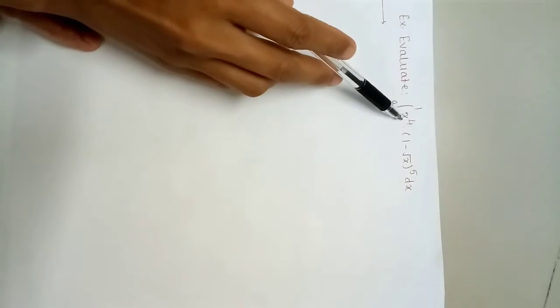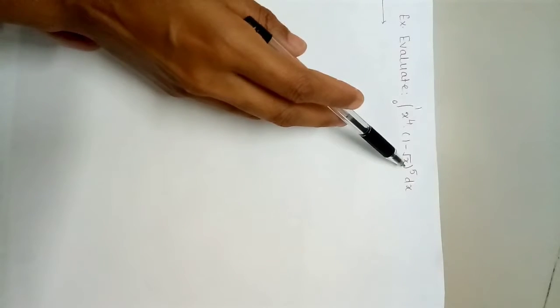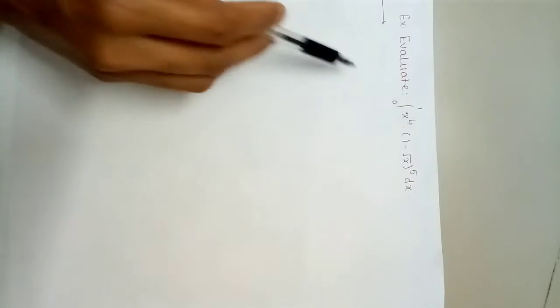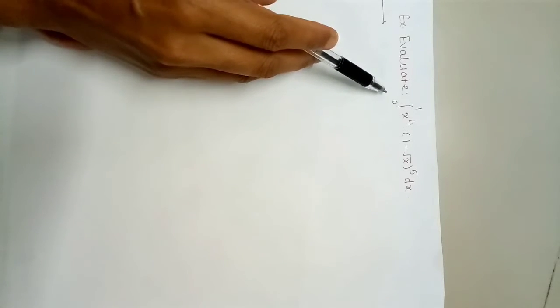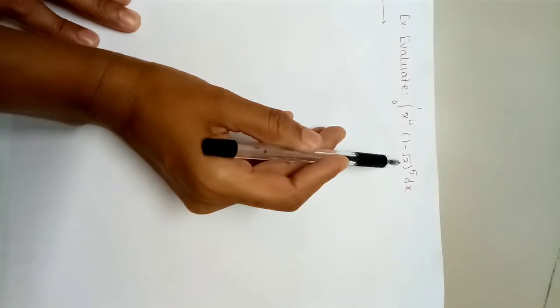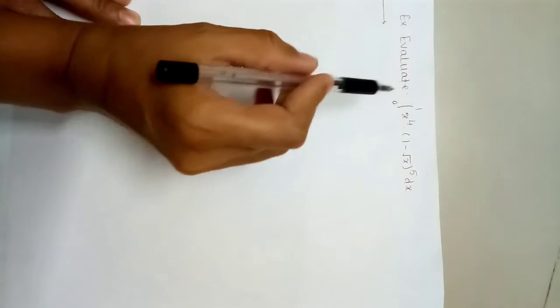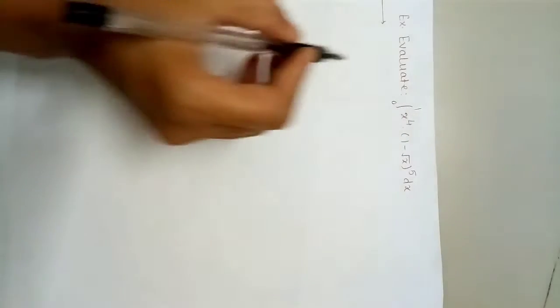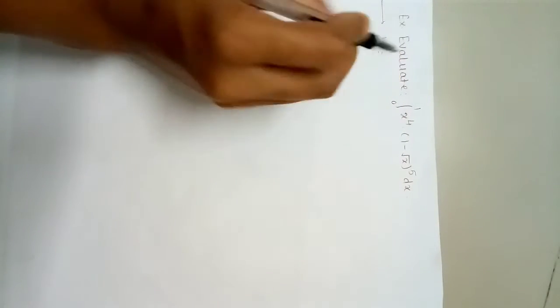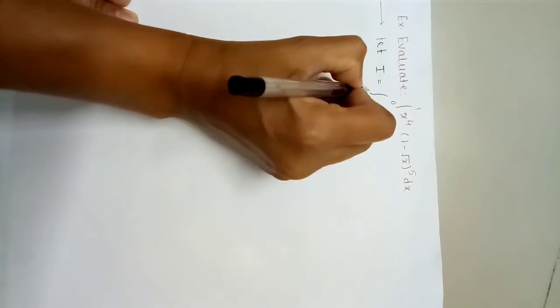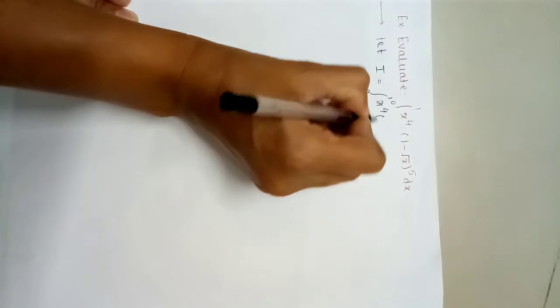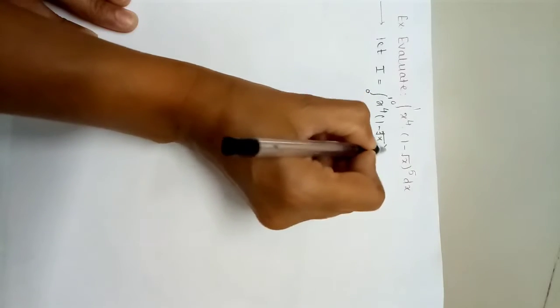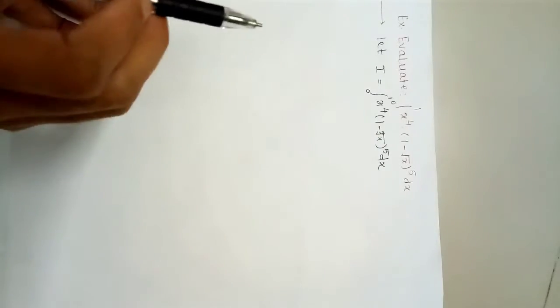Evaluate integration of 0 to 1 x raised to 4 into (1 minus root of x) raised to 5 dx. So here in this example both terms are algebraic in the integration, and therefore it is based on beta function. Therefore I will say let I is equal to integration of 0 to 1 x raised to 4 into (1 minus root of x) raised to 5 dx. Okay, and so we will solve this example by using the definition of beta function.